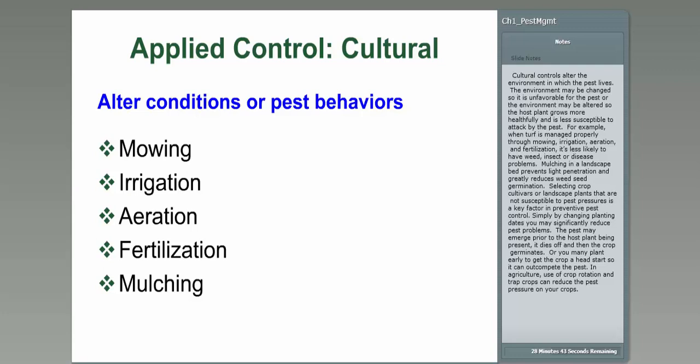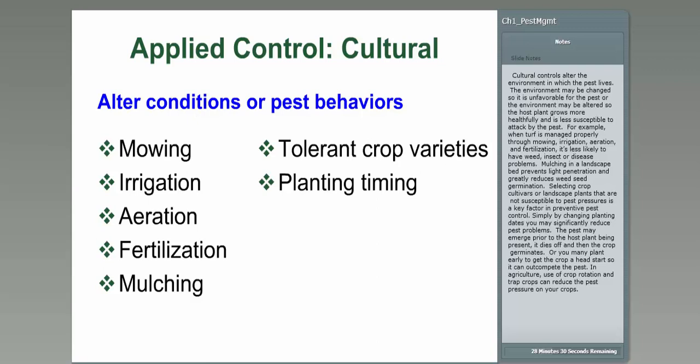Selecting crop cultivars or landscape plants that are not susceptible to pest pressures is a key factor in preventive pest control. Simply by changing planting dates, you may significantly reduce pest problems. The pest may emerge prior to the host plant being present. It dies off and then the crop germinates. Or you may plant early to get the crop a head start so it can outcompete the pest. In agriculture, use of crop rotation and trap crops can reduce the pest pressure on your crops.